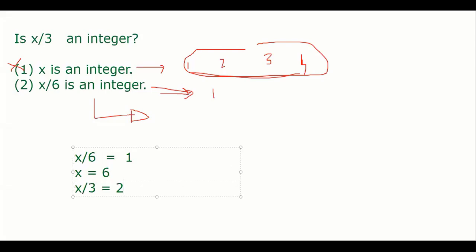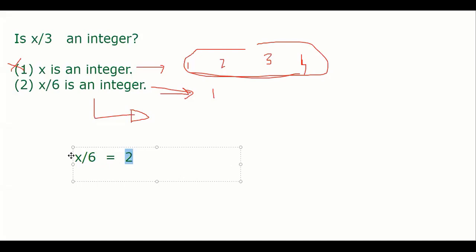So x is an integer. Take any value of x. Say x by 6 is 2, then x is 12, so x by 3 will be 4. Whatever value you give to x by 6, x by 3 will always come out an integer. Why? Because x by 6 is a multiple of 6.